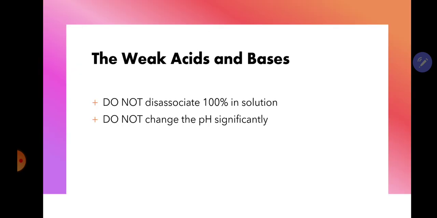And you guessed it, the weak acids and bases do not dissociate 100%. This could be 10%, this could be 20%, depends on what you're working with. And because they don't dissociate 100%, there's fewer hydrogen ions and fewer hydroxide ions floating around, so our pH doesn't change significantly like it does with the strong acids and bases.